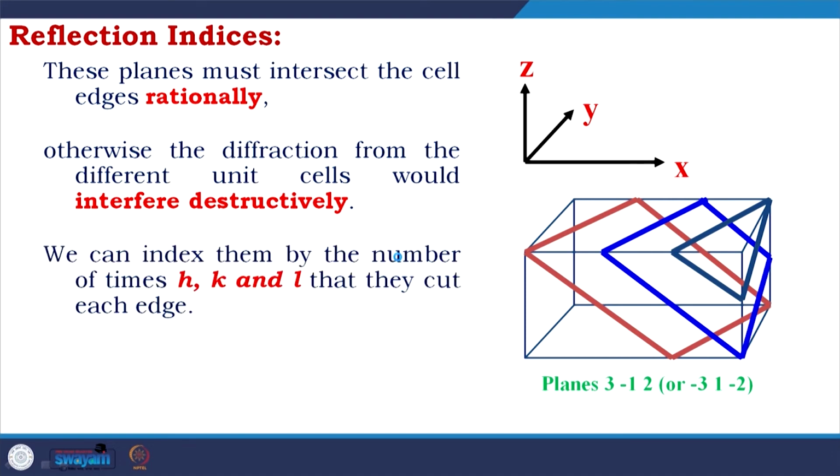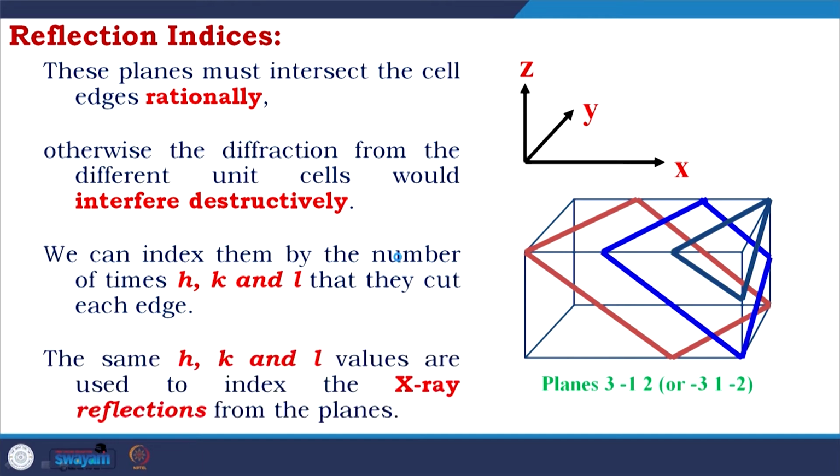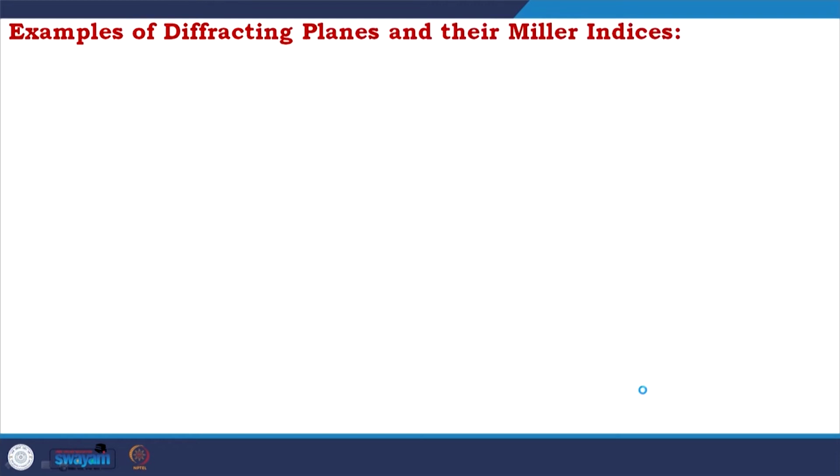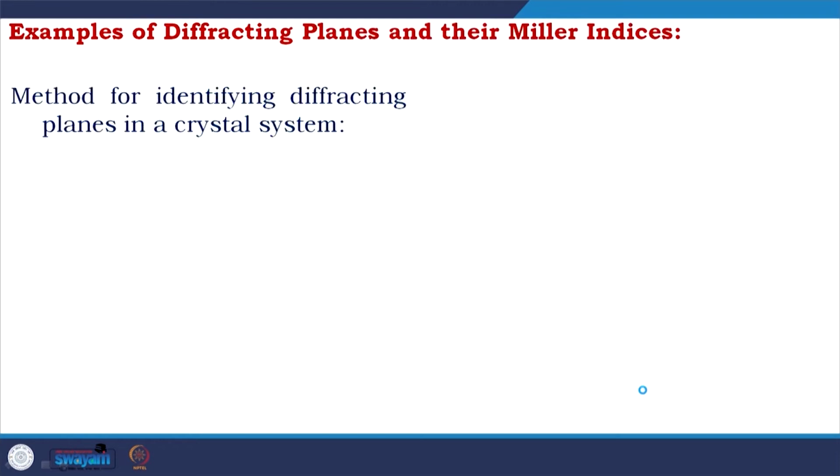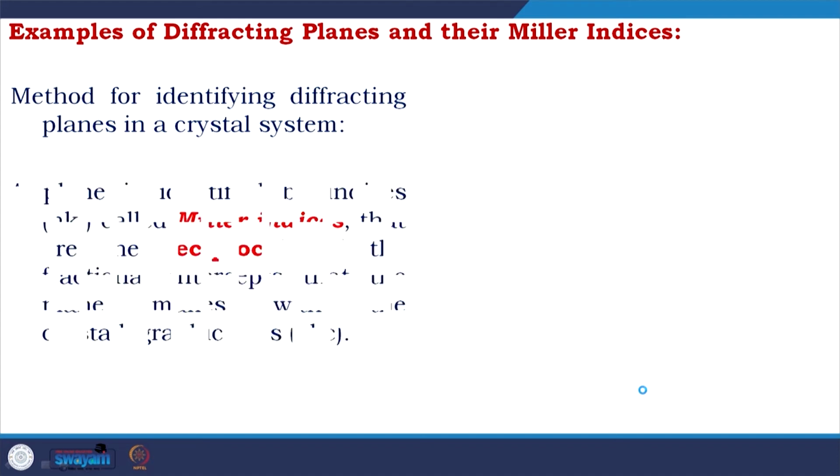We can index them by the number of times, HKL, that they cut each edge. The same H, K and L values are used to index the X-ray reflection from the plane. So, if you see here, it is 3, minus 1 and 2, or with the inverse operation minus 3, 1 and minus 2. These are examples of diffracting planes and their Miller indices. It is a method of identifying a diffracting plane in the crystal system.